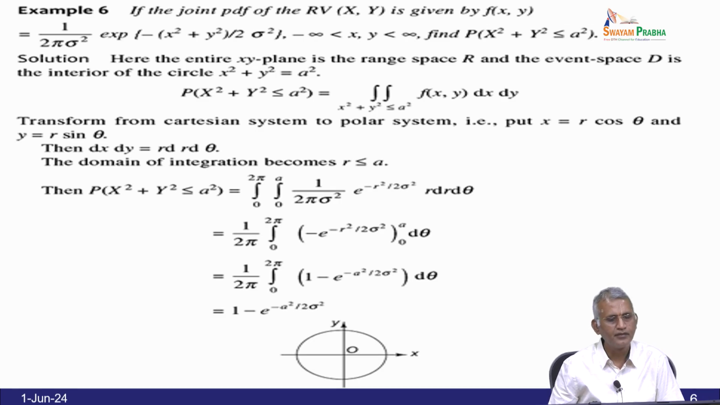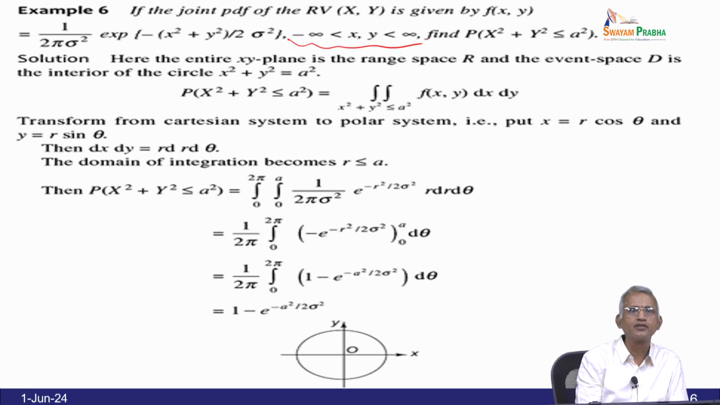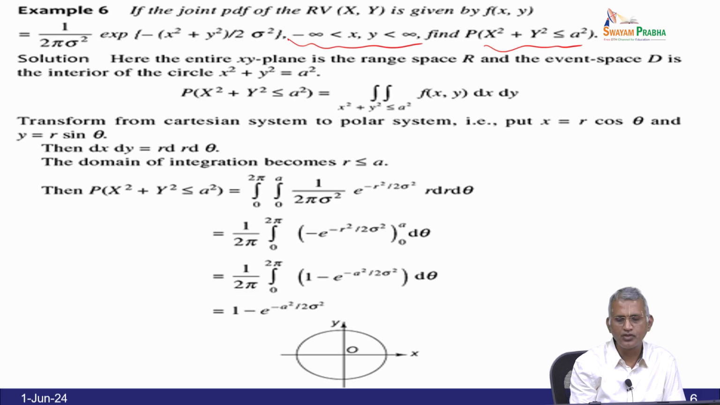Next example: the joint probability density function is given by f of x y equal to 1 by 2 pi sigma square into exponential of minus of x square plus y square by 2 sigma square, and x comma y lies between minus infinity to plus infinity. Find p of x square plus y square less than or equal to a square. So the range space is the entire xy plane, and the event space D is the interior of the circle x square plus y square equal to a square.